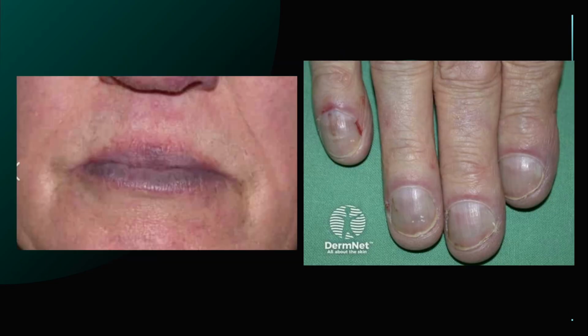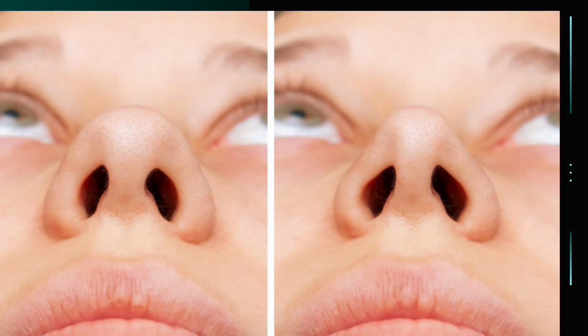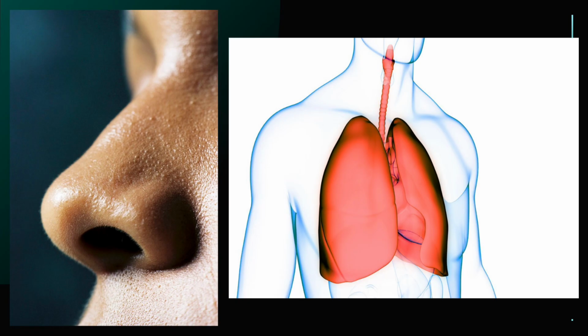The signs of respiratory failure are cyanosis of the skin and lips, which is basically a bluish tint to the skin as well as the fingernails. Another sign is flaring of the nostrils. The nostrils automatically flare when there is a lack of oxygen going to the lungs.